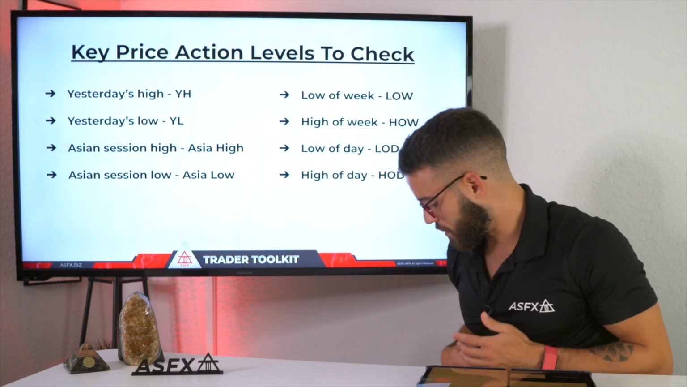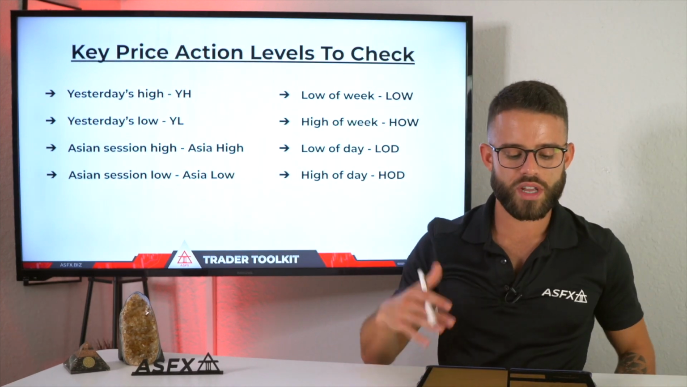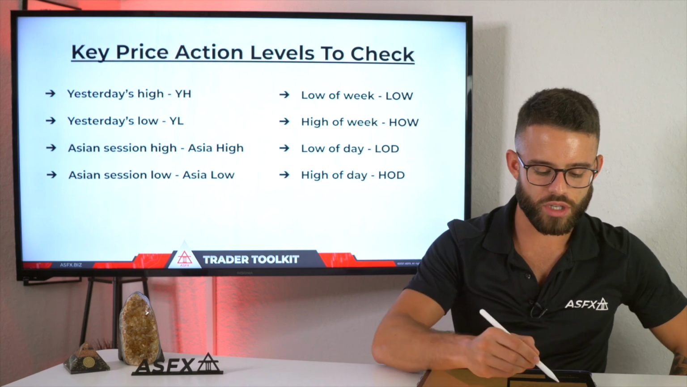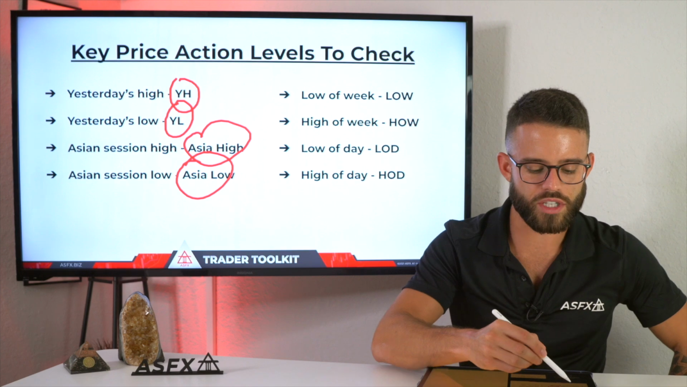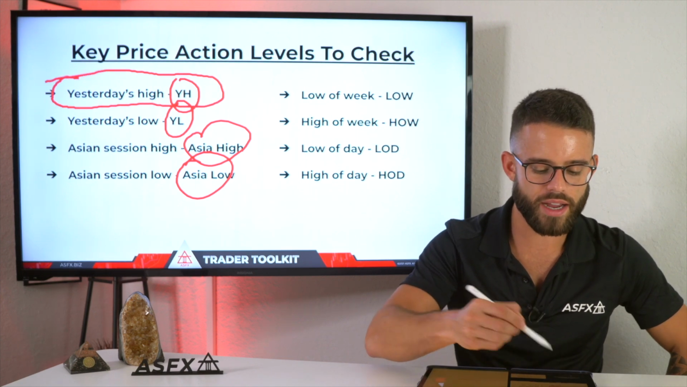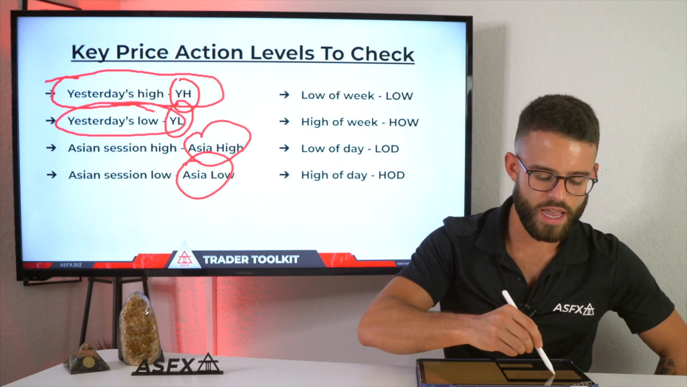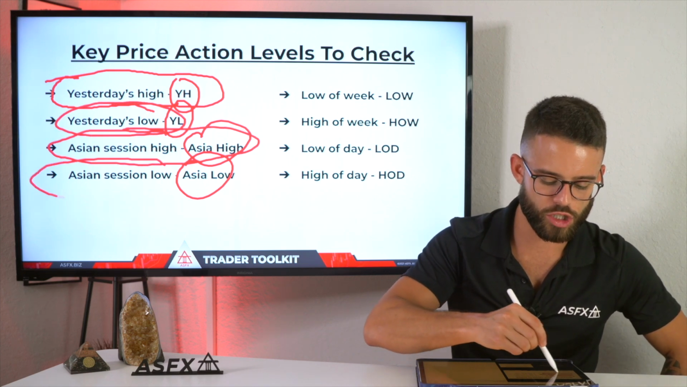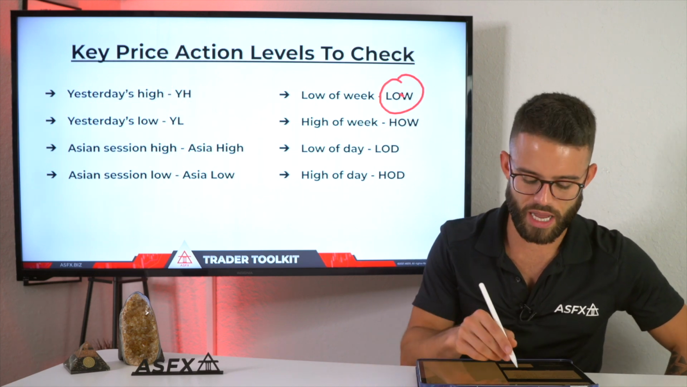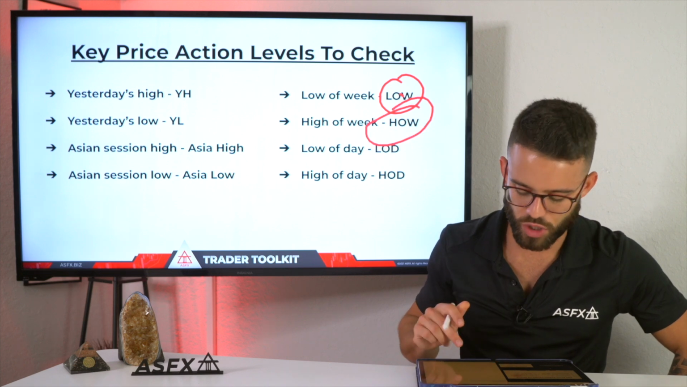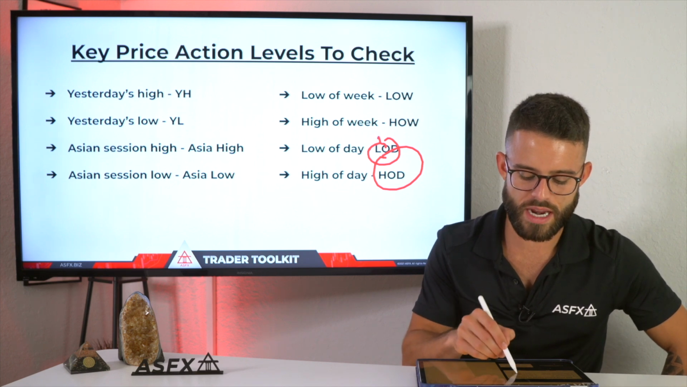These are the key levels that you need to be aware of. We have yesterday's high, yesterday's low, Asia high, and Asia low. This is the pin high or the body high, depending on however you do your analysis, from yesterday's high and yesterday's low. This is the pin high from the Asian session and the pin low from the Asian session. Then we have low of week, which is symbolized as LOW. High of week is HOW. Low of day and high of day are symbolized with LOD and HOD.